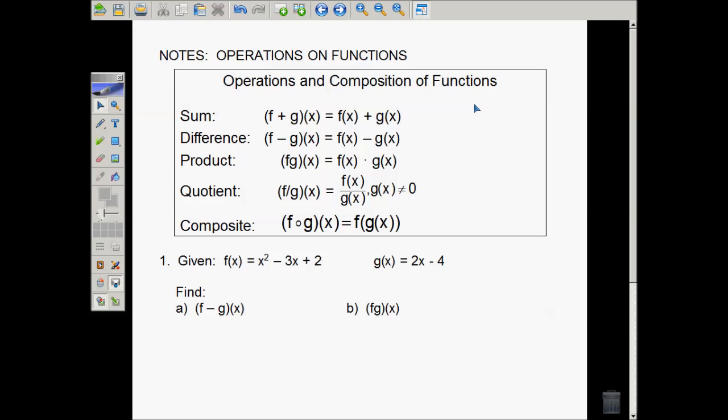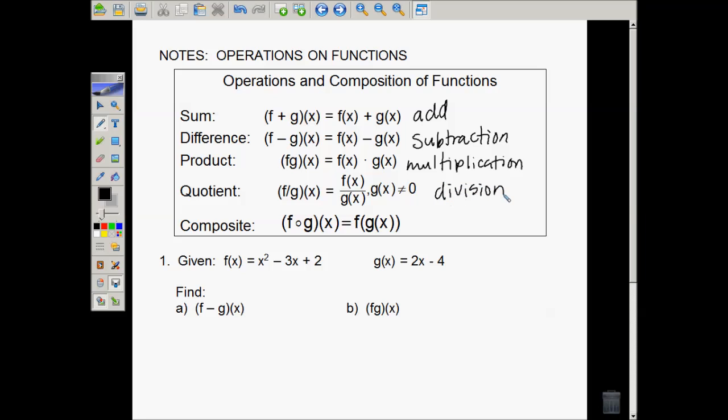Learning about notes. Our notes are over operations on functions. Operations on functions is just basically your basic math operations. So when we're teaching, we're going over addition, because that's what sum means. We're talking about difference, which is subtraction. We're talking about how to find the product of two numbers. That's just multiplication. And we're talking about quotient, which is just division.